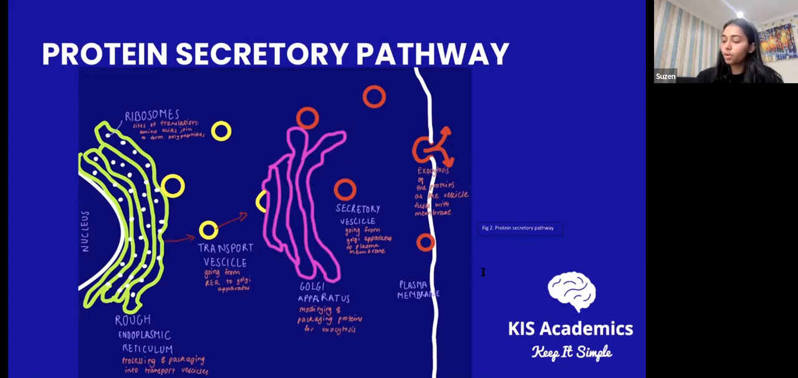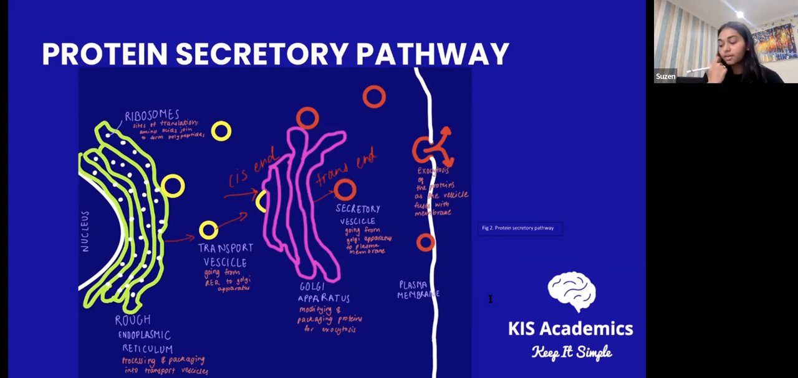And something to note about the Golgi apparatus is that it has two sites. The site in which the transport vesicle goes in is called the cis end, and the site in which the secretory vesicle is released is called the trans end. It's just a very minor detail to have a note of. And yeah, the major function is modifying and packaging.